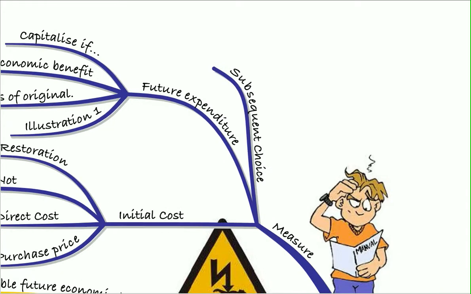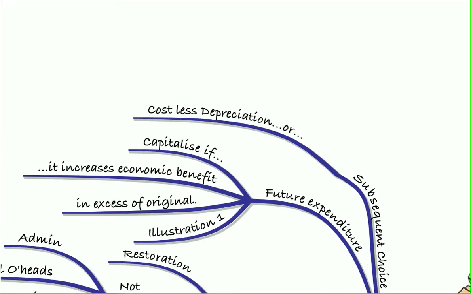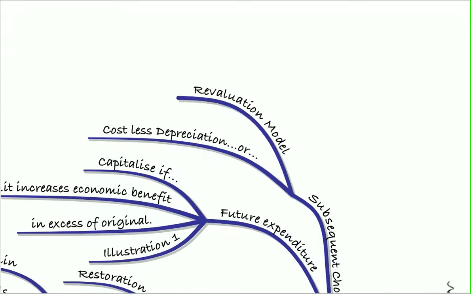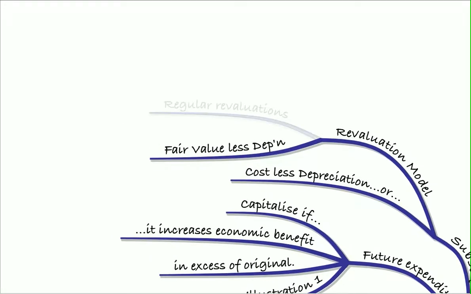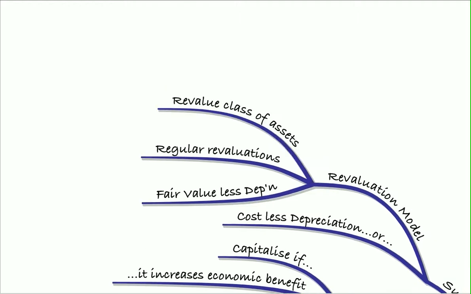We then have a subsequent choice when it comes to our assets. We can hold them at cost less depreciation or under the revaluation model. So the revaluation model will be revalued amount less depreciation. So that will be fair value less depreciation. We need to have regular revaluations, and if we revalue one asset in a particular class, for example buildings, we need to revalue them all in that class, all of the buildings.